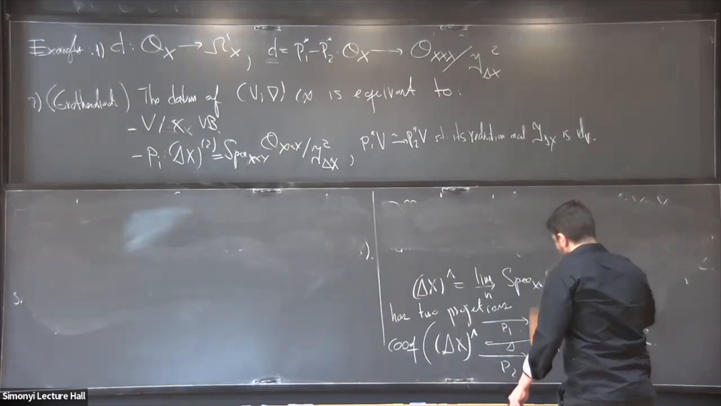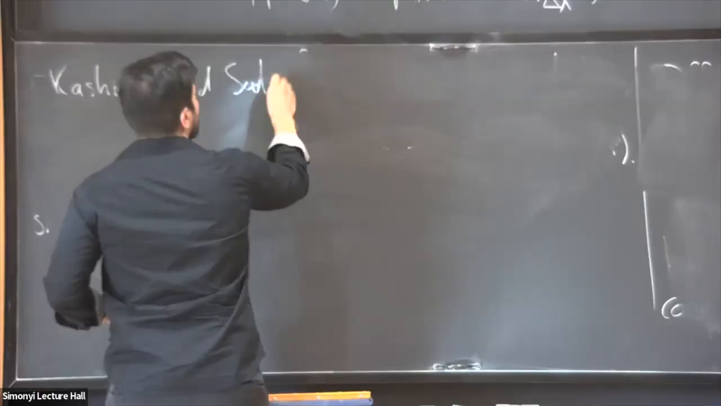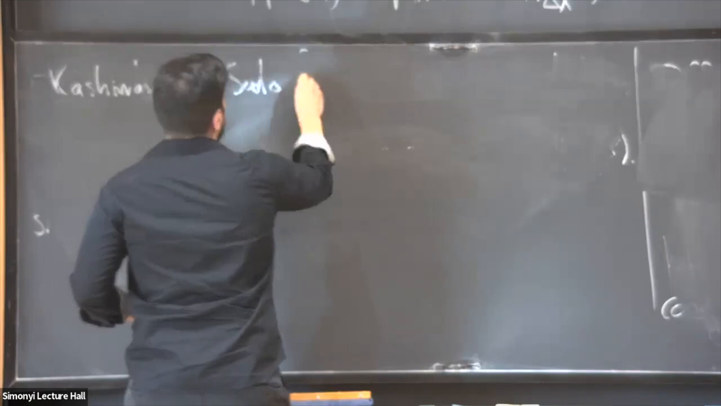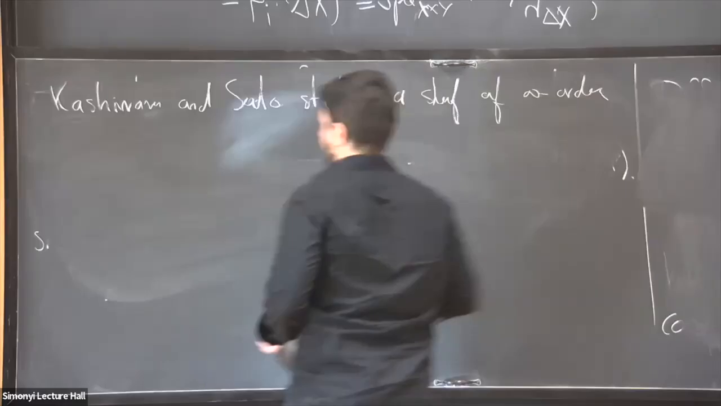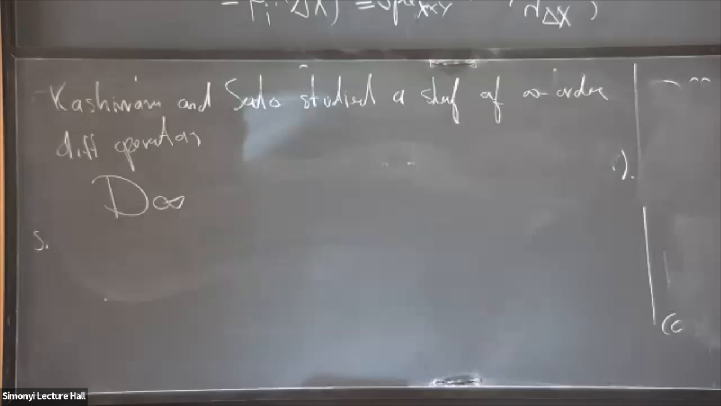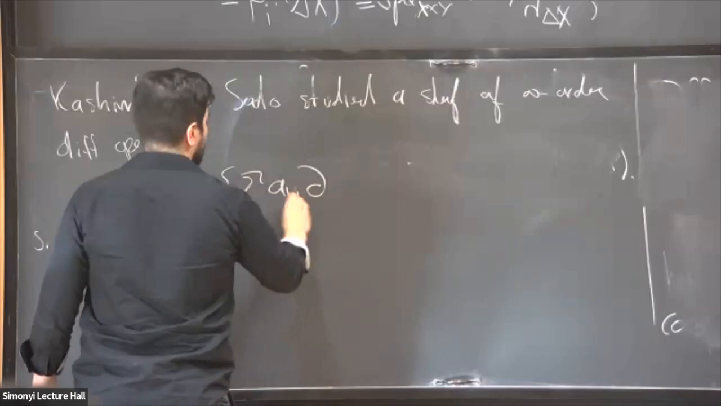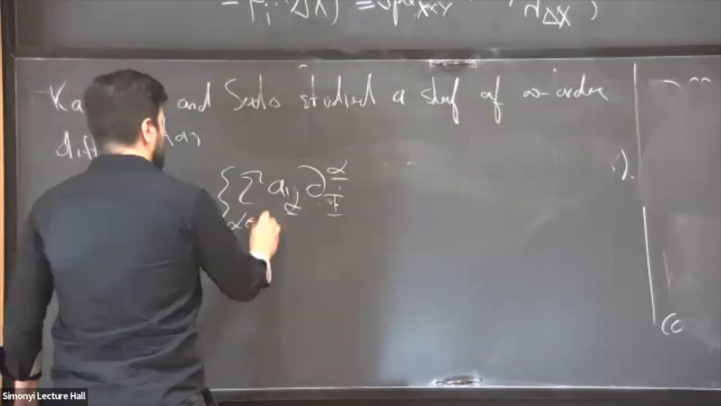Now, what is the sheaf of infinite order differential operators? I think it was Kashiwara and Sato who studied differential operators of infinite order, which they call D-infinity of X, and in terms of these coordinates it can be described concretely. This is some kind of Fréchet space of sequences or functions, like a power series in these derivative variables.